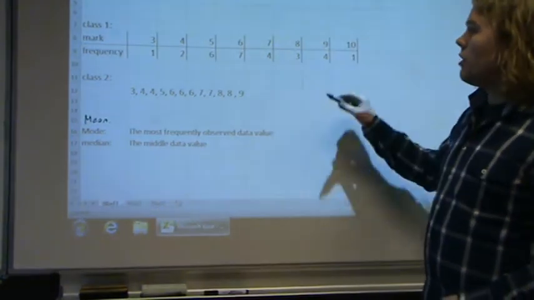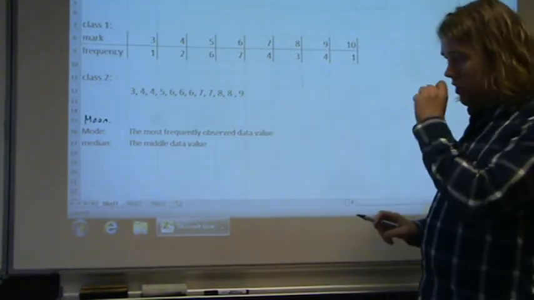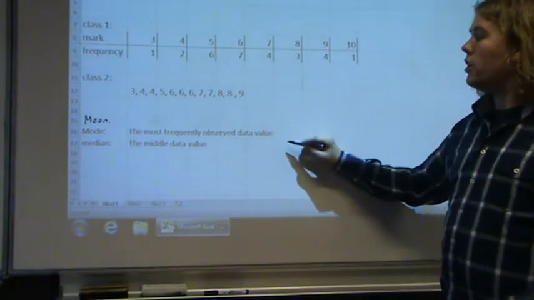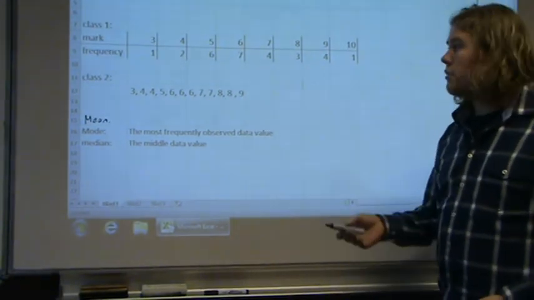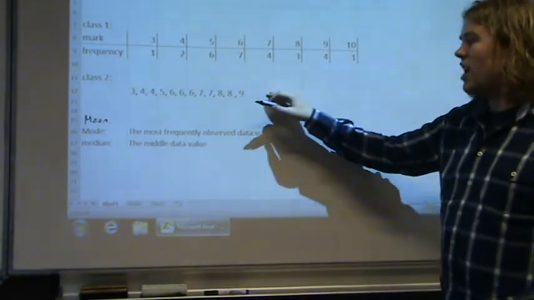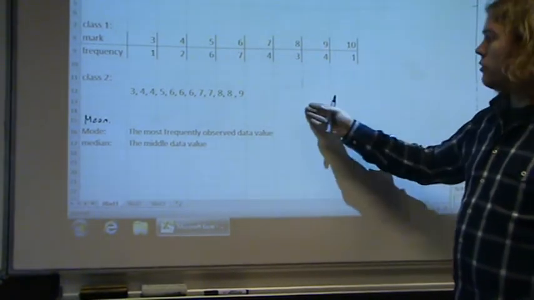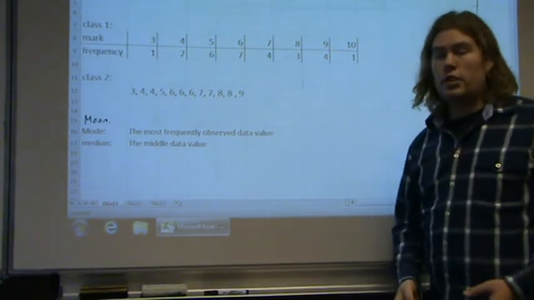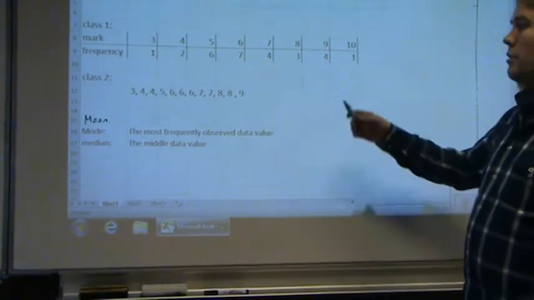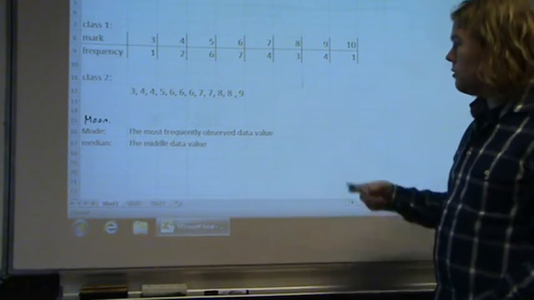Okay, we're going to look at class 1 and class 2, and for each of those we're going to calculate the mode and the median. And you'll see the difference between a frequency table and just having the numbers, because you might think this is more difficult or this is more difficult, or you think it's both easy or both difficult, but that depends on each person, I think.